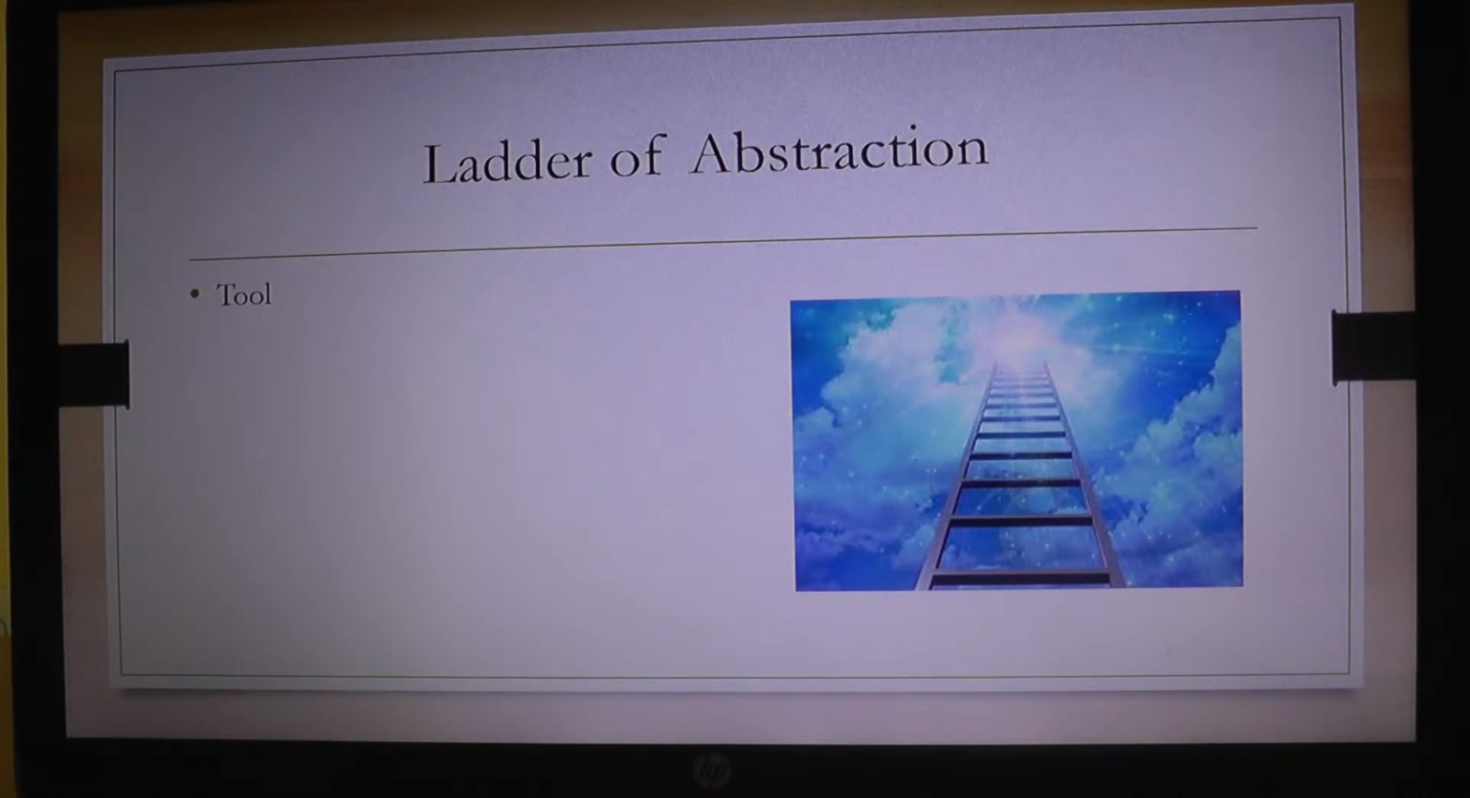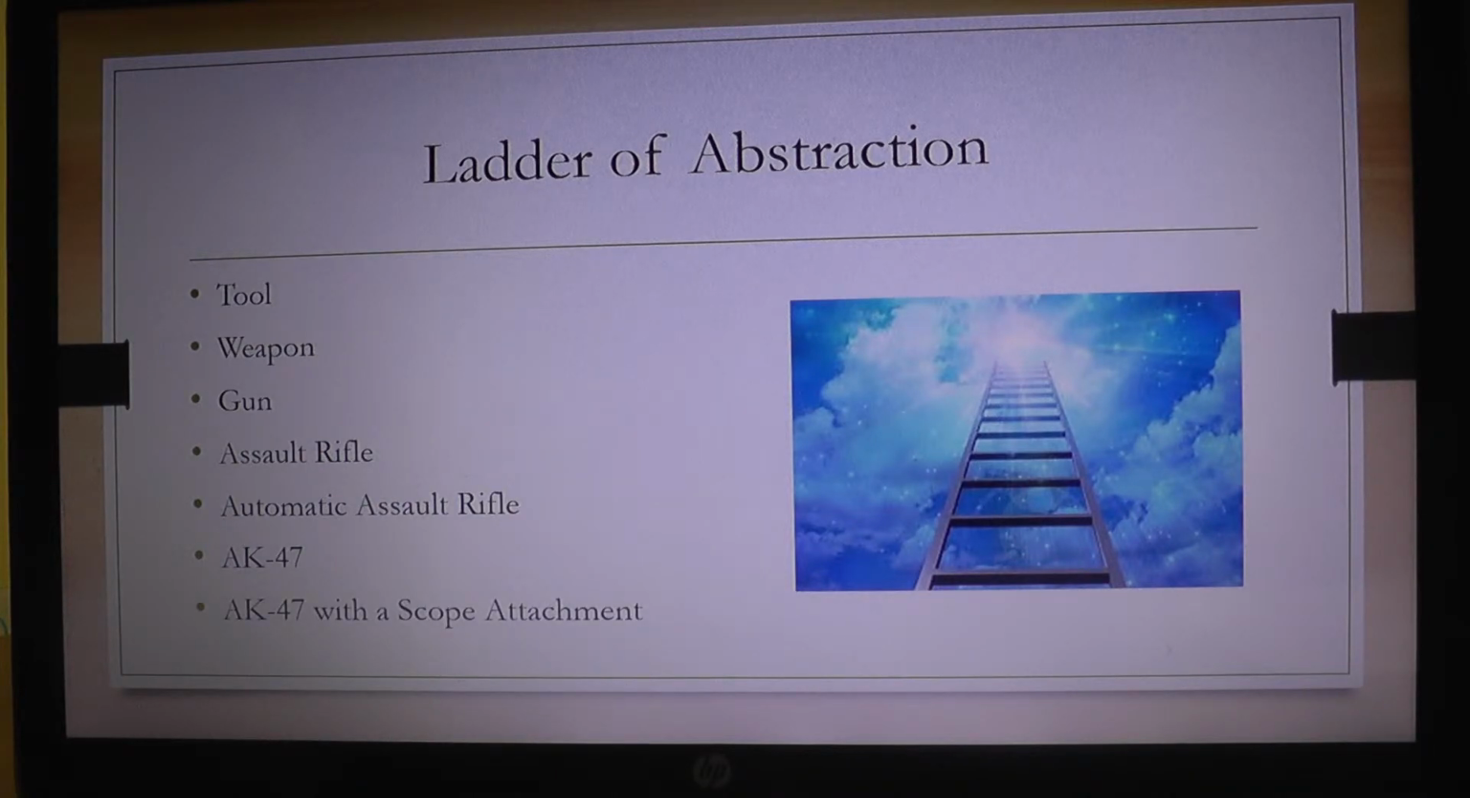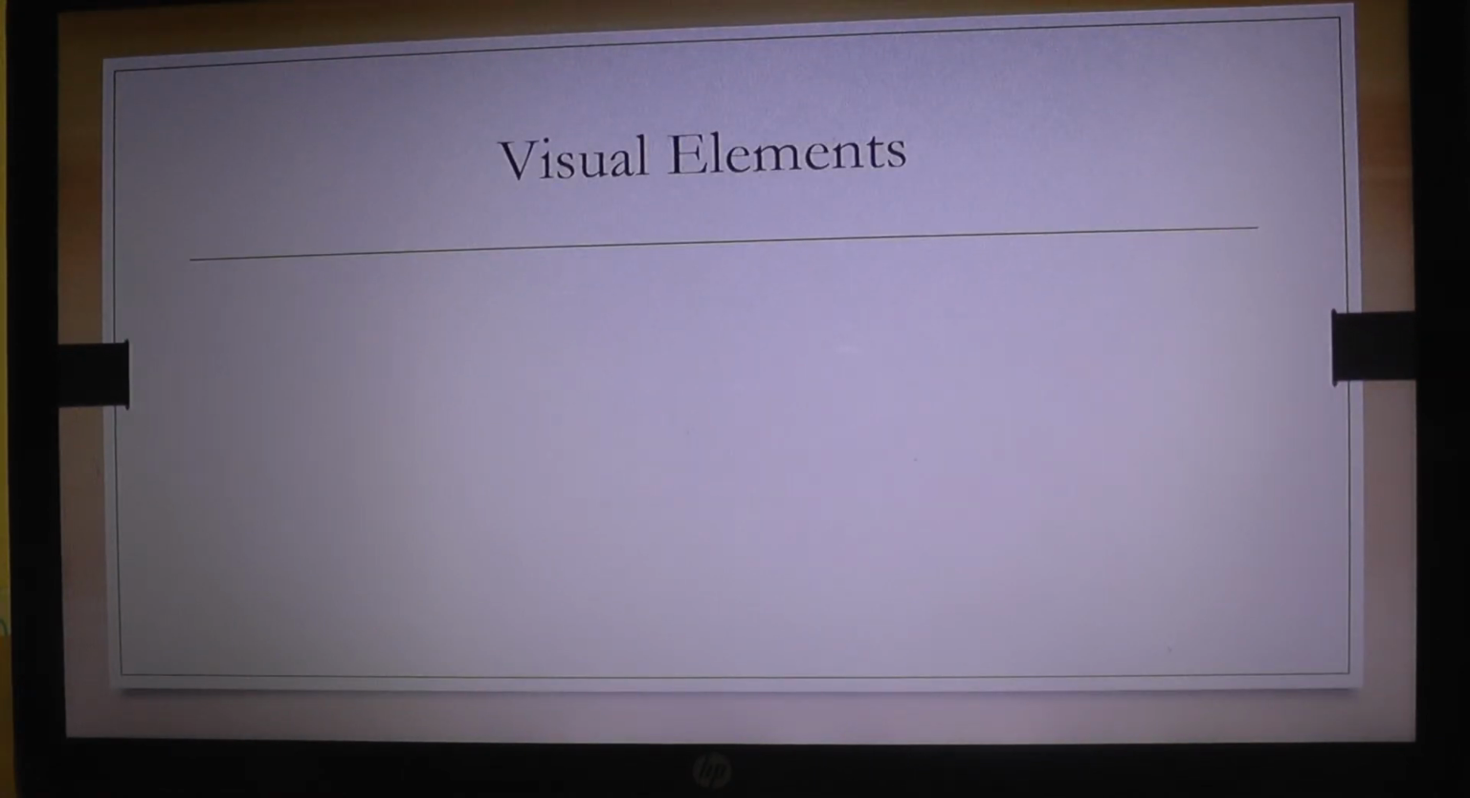For example, we have tool, then we have weapon, then gun, then assault rifle, then an automatic assault rifle, then an AK-47, and an AK-47 with a scope attachment. We started with a very general idea at the top of the ladder and eventually got to a very specific one as we reached the bottom of the ladder. Good writing will move up and down the ladder as needed. By implementing this into your writing, you'll be able to make your paper flow better and help you become an easier read.